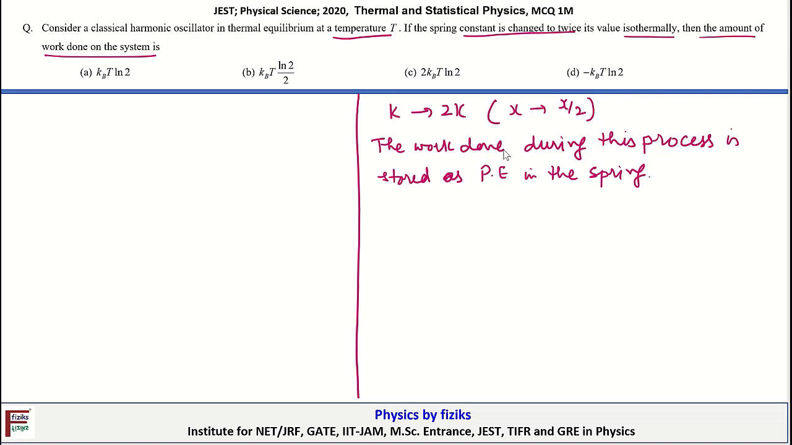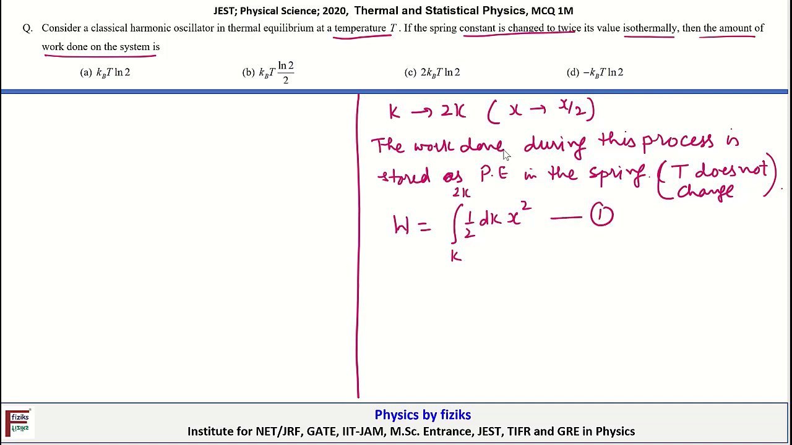Okay, and also note that the temperature during this entire process doesn't change, because we are going to make use of this fact in solving the problem. The constant temperature will allow us to find the energy associated with the degree of freedom. So let's see how we can do that. The work done during this process, when changing the spring constant from k to 2k, is equal to 1 by 2 dk times the corresponding displacement squared. Let's call this equation 1.